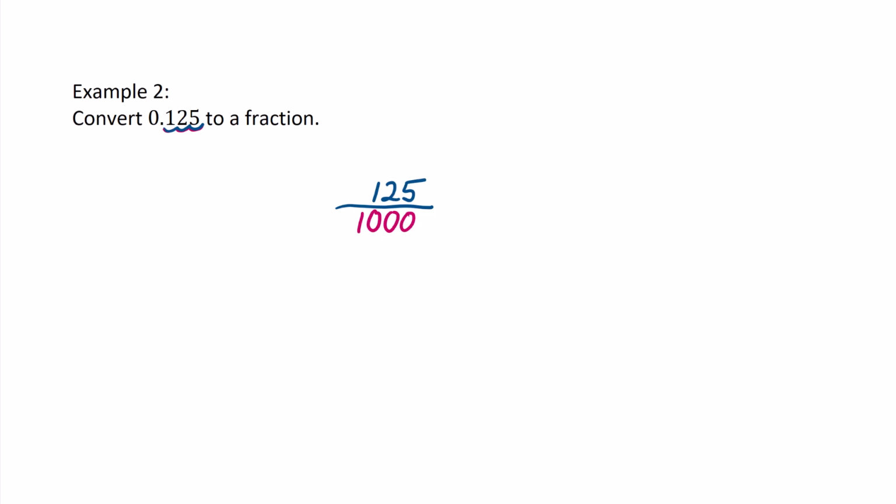Now we need to check to see if it reduces. Since both the numerator and denominator have either a 0 or a 5, we know this is divisible by 5. So we'll go ahead and divide both the numerator and denominator by 5, which will equal 25 over 200. Since both also continue to have a 5 or a 0 at the end, I can divide by 5 again. We could also say reduce the fraction by a factor of 5.